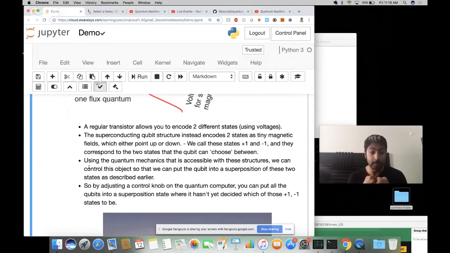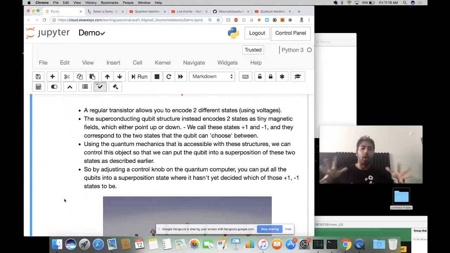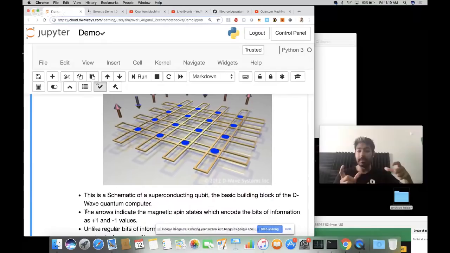And so by adjusting a control knob on our computer, we can put all of these qubits, these little magnetic superimposed particle qubit states, into a state where we can entangle them, right? We can entangle them. So what happens when we take a single qubit and we try to couple it with other qubits so that we can have a more powerful quantum computer? How do we do that?